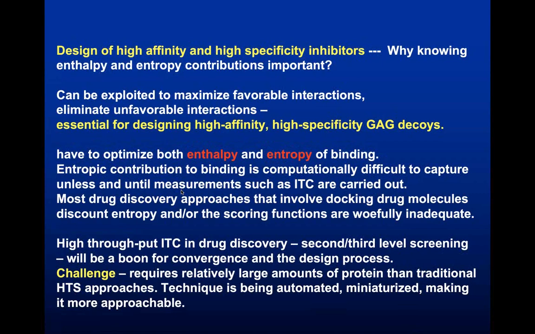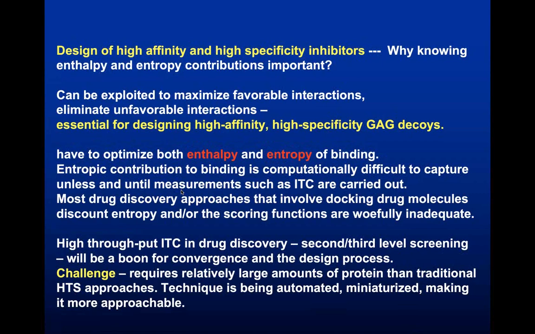And I'm a big proponent of ITC, simply because of what it does, and I think it's very important from a drug development perspective too. So I'm going to talk about that. At the end of the day, whatever system you're working on, from a drug discovery perspective, we're always interested in high affinity and high specificity inhibitors. So why is knowing the enthalpy and entropy contribution important?